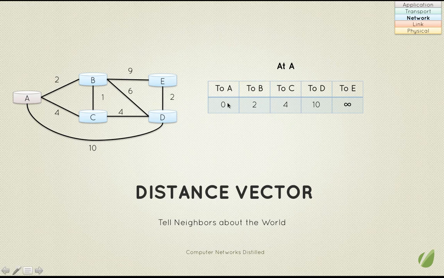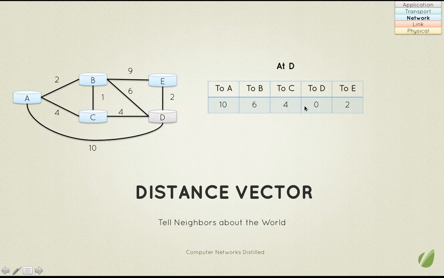It knows it can get to itself in 0, it can get to B in 2, it can get to C in 4, and it can get to D in 10. It has no link to E, so that value is set to infinity. Likewise, B has the following distance vector, which is all of its one-hop neighbors: 2 to A, 0 to itself, 1 to C, 6 to D, and 9 to E, because it's directly connected with E. C has the following distance vector. Note that it's not connected to E, so that value is infinity.